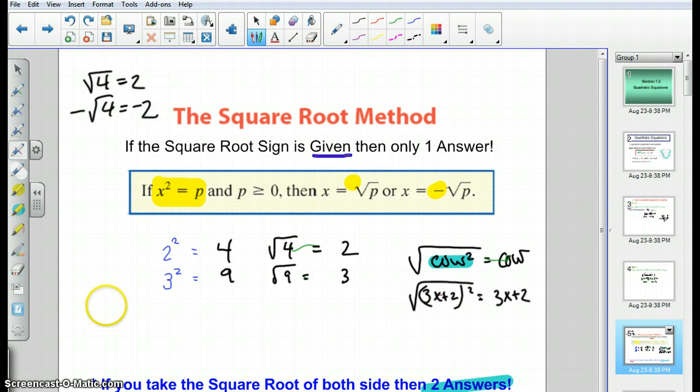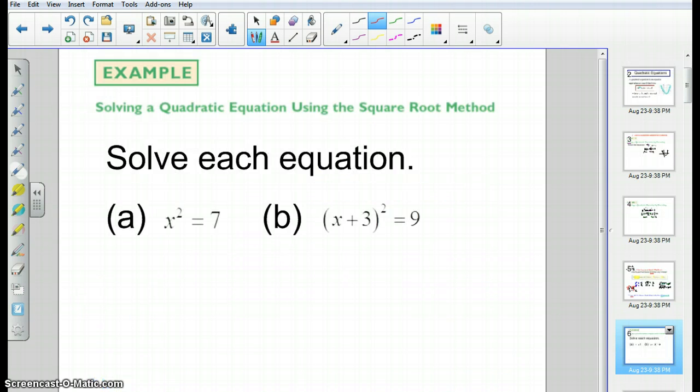But if I were to ask you what values of x can I square to get 4, most of you would say, oh, x is plus or minus 2, and that's because if you take the square root of both sides, remember, if you write that square root sign, we should have 2 answers, plus or minus. So that's the difference. All right, so a couple examples here.